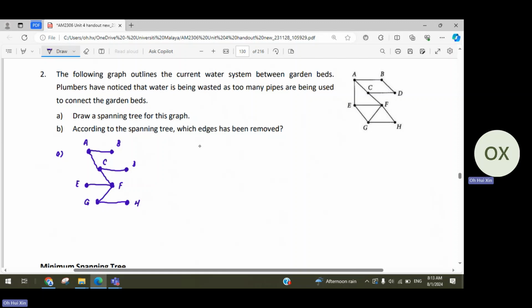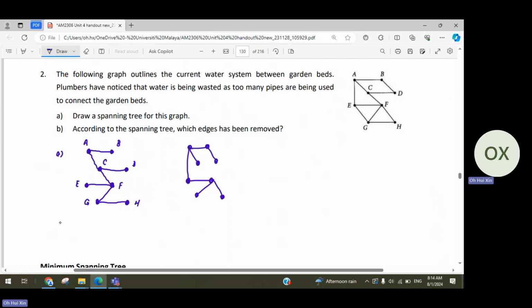For example, I can also have a shape like this. Go down, C, F. So this could be the idea as well. I didn't create any cycle and I have already made sure that I involve all the vertices. In this case, I have 1, 2, 3, 4, 5, 6, 7, 8. So it's up to your answer.